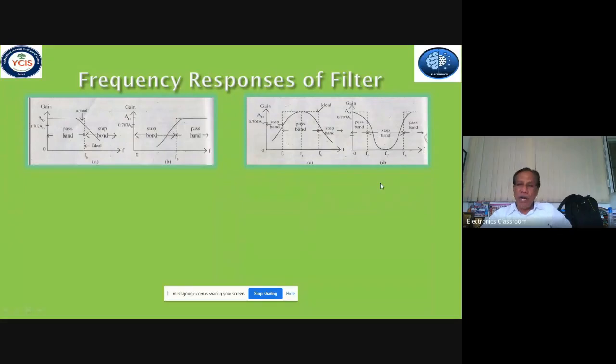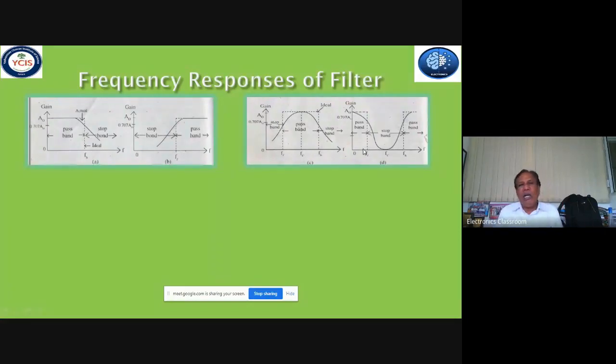It has two bands, that is, two pass bands: one pass band on the lower frequency side and another pass band on the higher frequency side. That means the pass band occurs at the low frequency side and the high frequency side, and the stop band is observed at the middle frequency, where it is rejected.